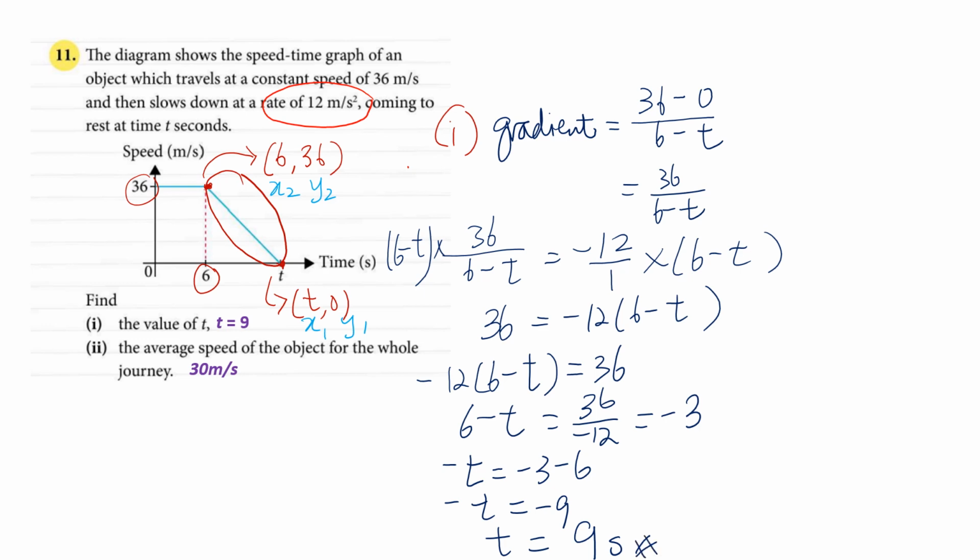Okay, so that's how we find the value of t. The important thing is that you have to let it equal negative 12, because we're talking about a negative gradient. It's a negative gradient, it's deceleration, so it's equal to negative 12.